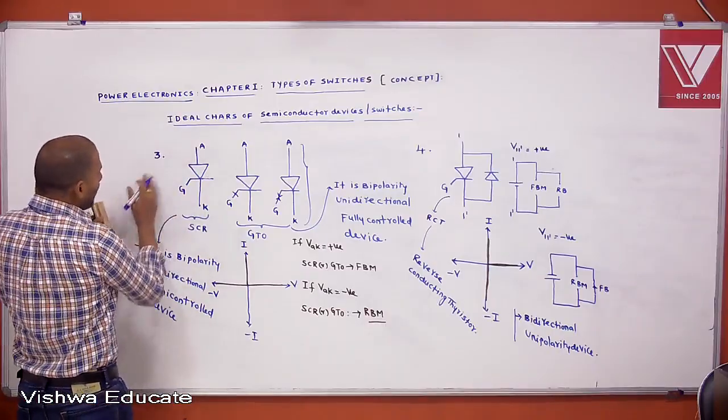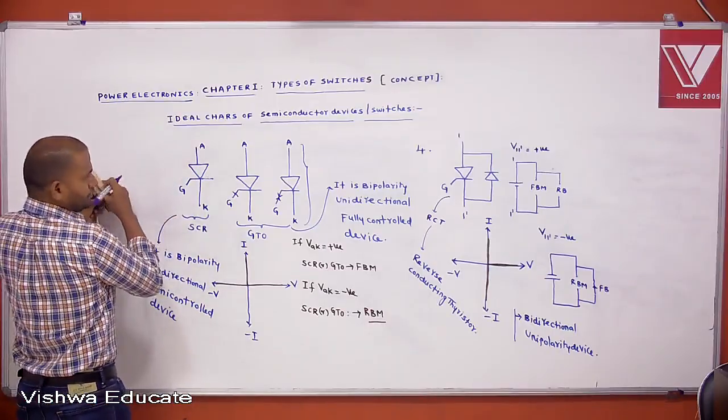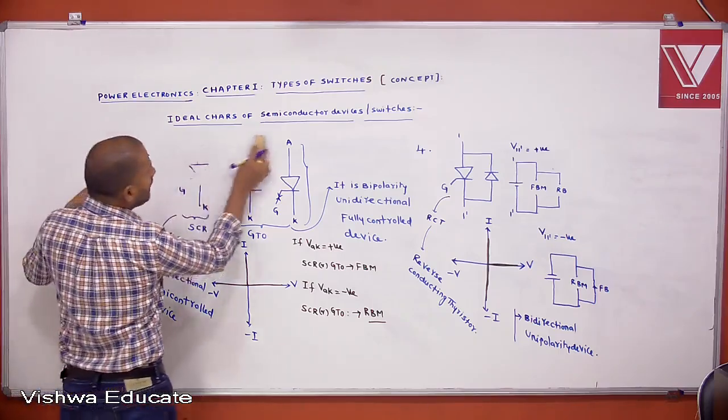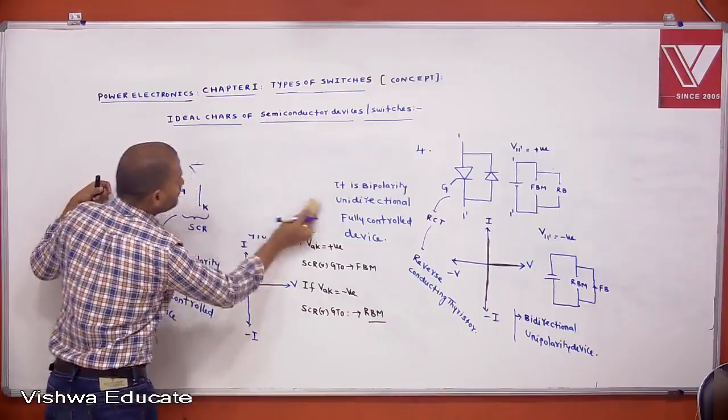Then you try to draw the characteristics of this device. Next one is the fifth one. Try to draw the characteristics of this device.